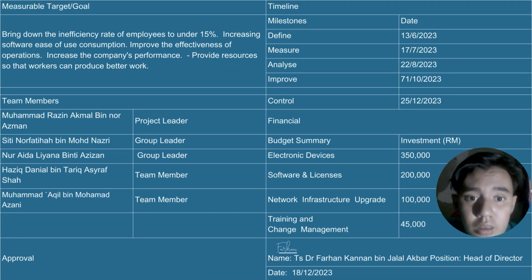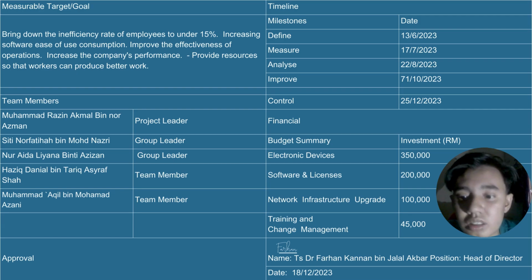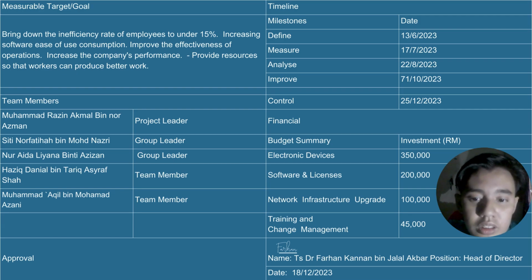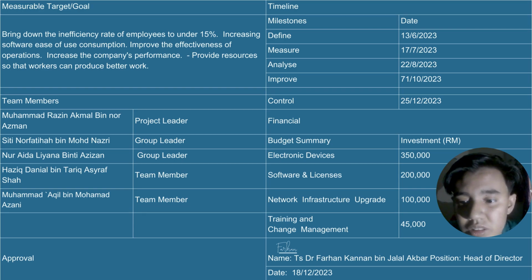And we continue to our measurable target or goal, that is, reduce employee inefficiency to under 50% by increasing software usage, improving operational effectiveness, and increasing company performance by providing resources for better work. And then I also include the timeline of our project to achieve the target or goal, our team members, and financial, that is about investment on electronic devices, software licenses, network infrastructure, upgrade and training and change management.